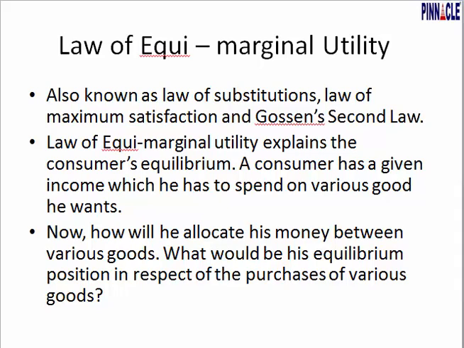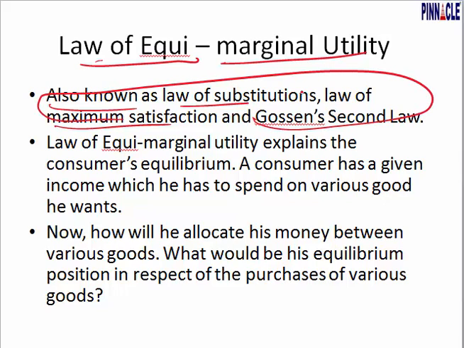What is then the law of equi marginal utility? The law of equi marginal utility is also known as the law of substitution, law of maximum satisfaction, and Gossen's second law. We have studied Gossen's first law in the case of marginal utility. Now we are studying the law of equi marginal utility, or the law of substitution, or the law of maximum satisfaction. The law of equi marginal utility explains consumer equilibrium. A consumer has a given income which he has to spend on various goods he wants. This is a very important line. Now how will he allocate his money between various goods? What would be his equilibrium position in respect of the purchases of various goods?